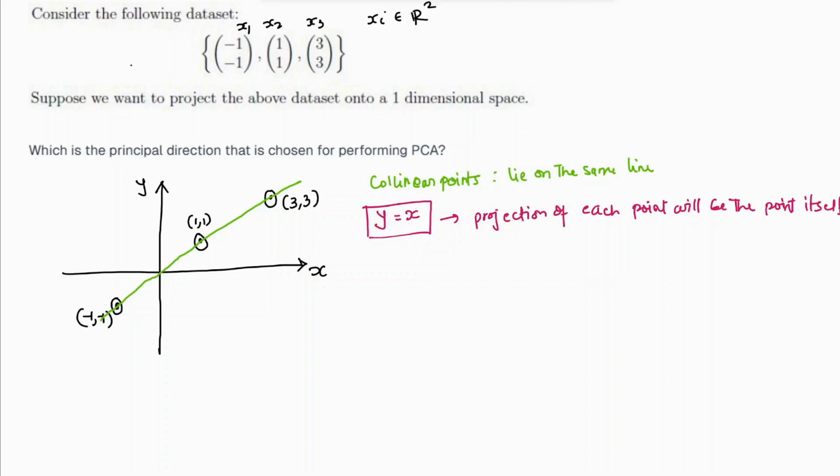In fact, what is the principal direction that is chosen? It is along this line, which means it is along the line W equals 1, 1. Or if you want to normalize it, W normalized. Typically we normalize vectors because we want all of them to be unit vectors. So you can write this as 1 by root 2, 1 by root 2.